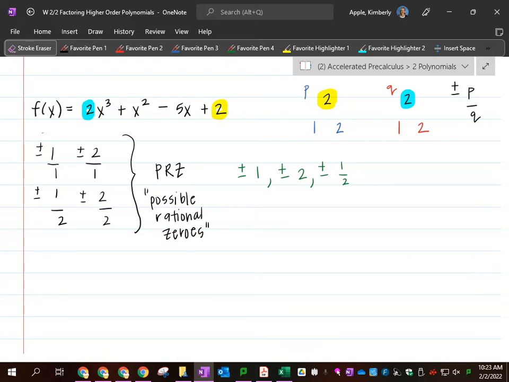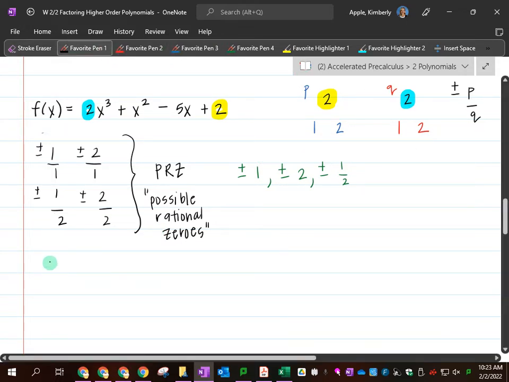Let's try the first one. We'll do it again. All possibilities of P over Q. So I don't know, let's just start with 1. Start with positive 1. Let's see if it works. This would be 2, this would be 1, this would be negative 5, this would be 2.